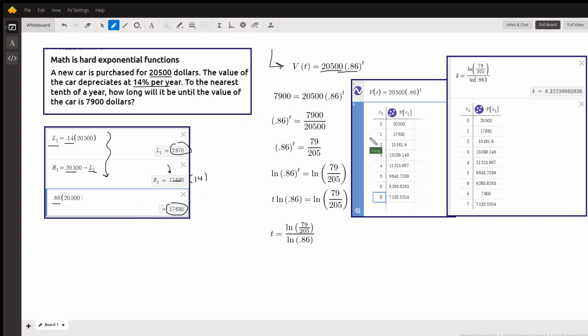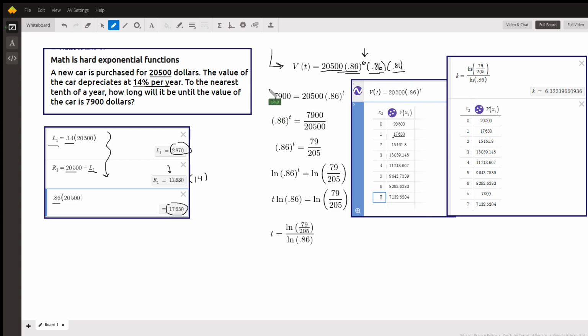0.86 times 20,500 gives us $17,630. Okay, and you know, we could just keep multiplying by 0.86 for the number of years, and that's why we have this exponent of t sitting up here.